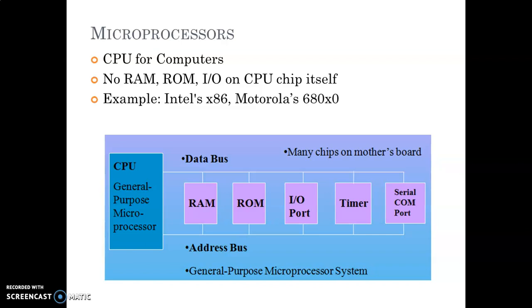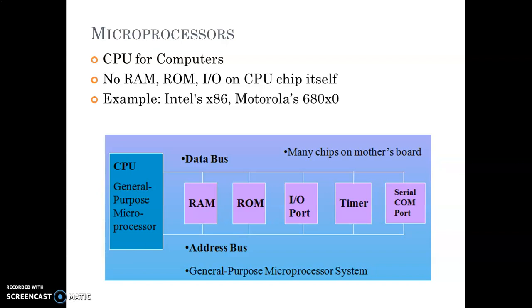First, we already discussed the microprocessor. What is a microprocessor? A microprocessor handles 16-bit addresses and 16-bit data at a time. In a microprocessor, there is a CPU for computers. There is no RAM, ROM, or IO on the CPU chip itself; all of them are externally connected. For example, Intel 86, Motorola 680.